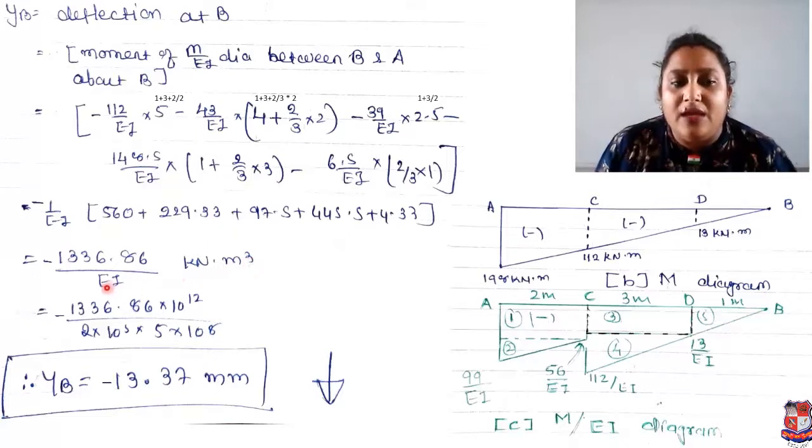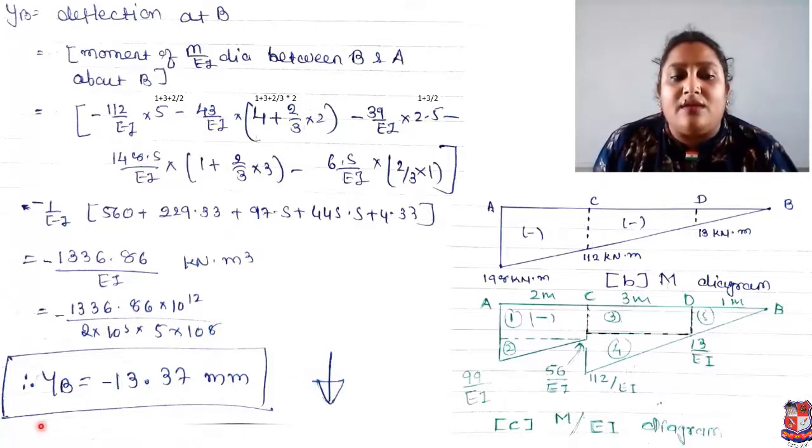Okay, again we have to write the value of E and I. Those values are in Newton and in mm form, so we have to convert that also. As per that, we will multiply 10 raised to 12 with that 1336.86 value. Again we will simplify that, then what we will get, YB is equal to minus 13.37 mm. It is negative, which means it is in the downward direction.